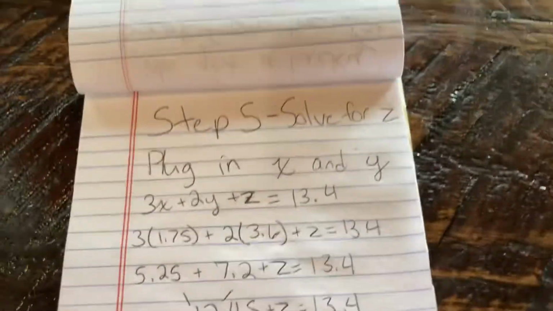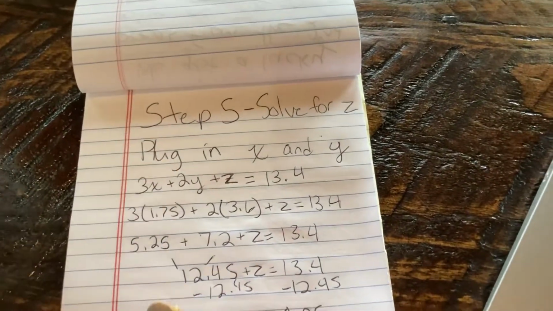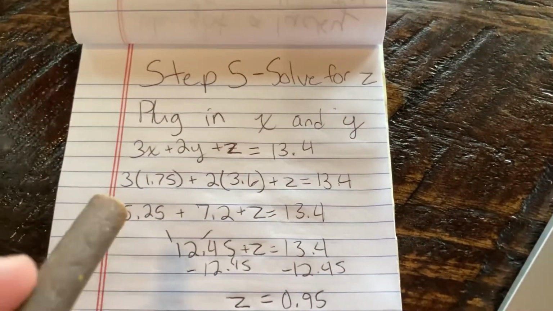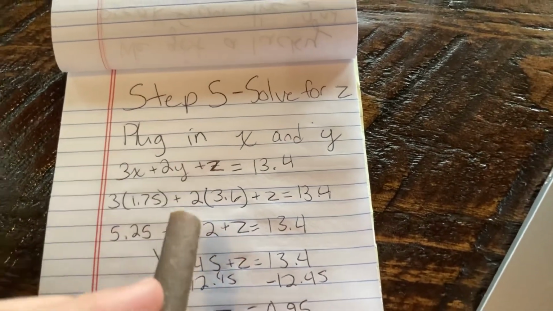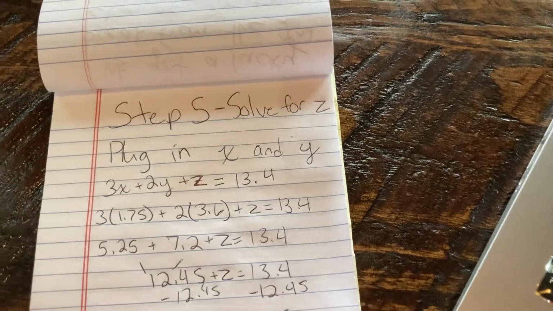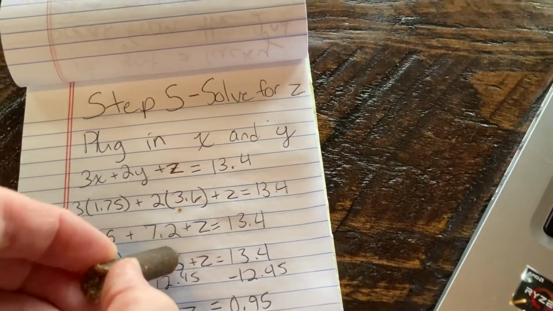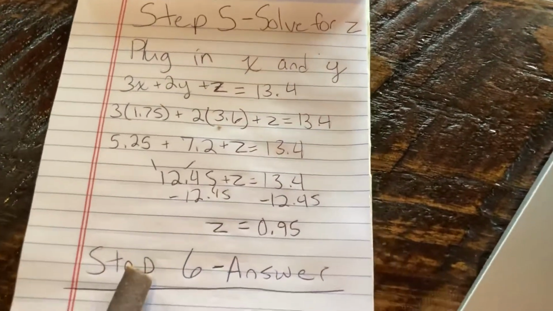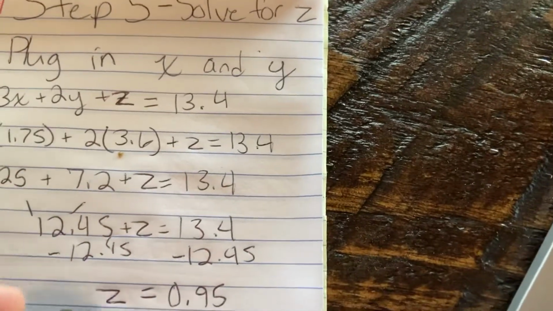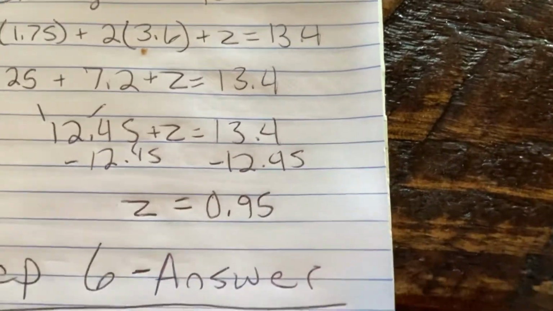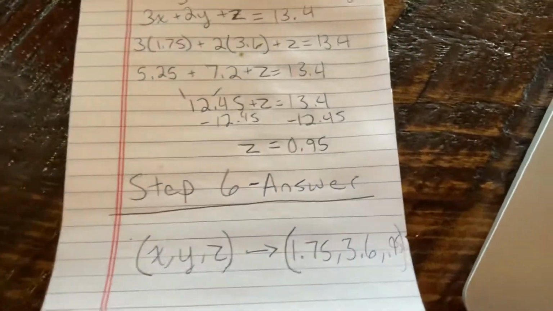So now we're gonna go to the final step. Okay, the second and final step, but really the final piece of work, solving for z. So we're gonna plug in x and y into our equation that only has the z because that's the easiest. So we have 3 times 1.75 plus 2 times 3.6 plus z equals 13.4. And then we bring these down, so 5.25 plus 7.2 plus z equals 13.4. And then we get 12.45 plus z equals 13.4. And then we subtract 12.45 from both sides, and we get z equals 0.95.